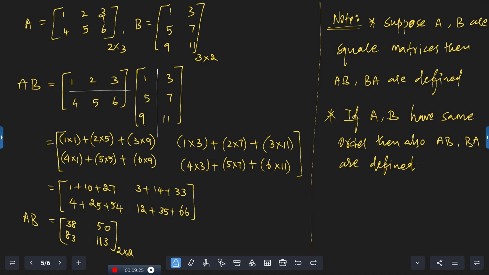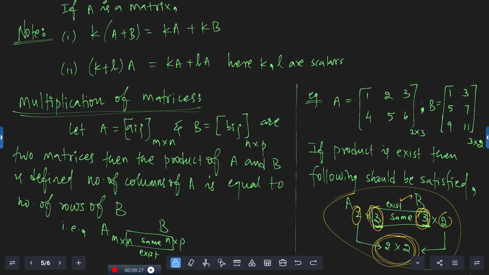Suppose the orders are different, that we have discussed in the definition. Suppose A has order M by N, B has order N by P, means the order is different. I gave one example, 2 by 3, 3 by 2, the order is different. Now how will it be defined? That is what I gave. First matrix column, second matrix row must be same, then only it will exist. There are 3 types here then.